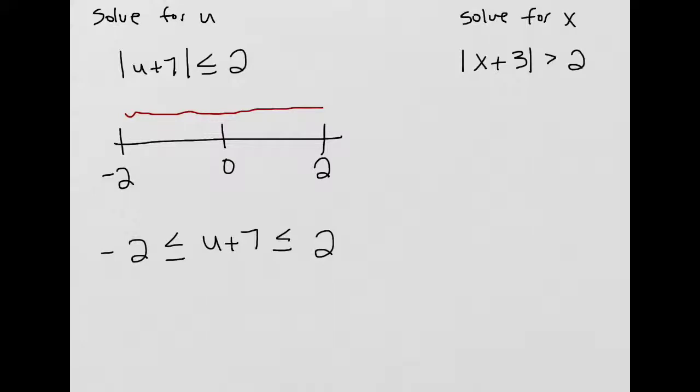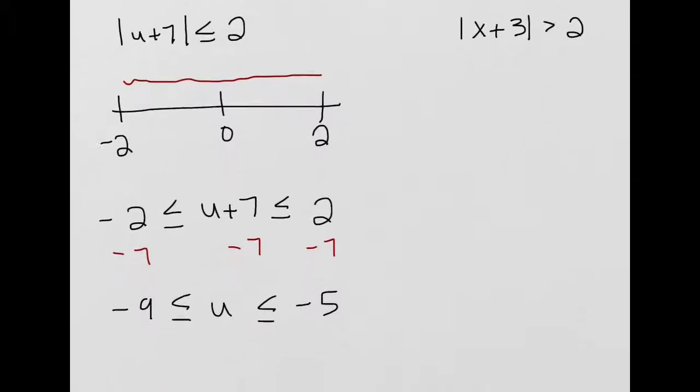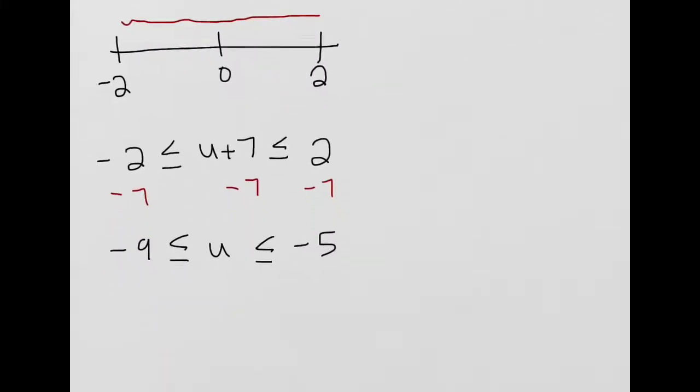So what I'm going to do first is subtract 7. And I can solve both inequalities at the same time. So that's what I'm doing right now. So if I solve the first one, I've got -9 is less than or equal to u. And then the second one, u is less than or equal to -5. And that is my answer.